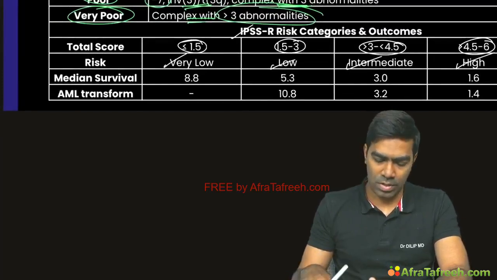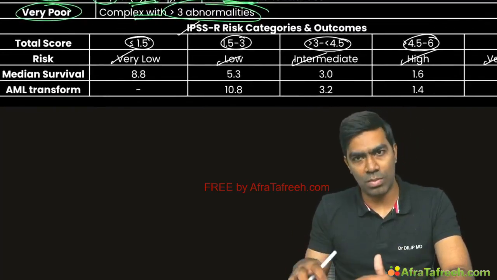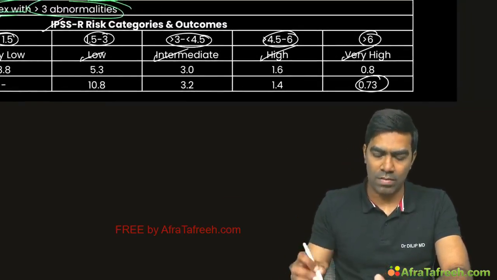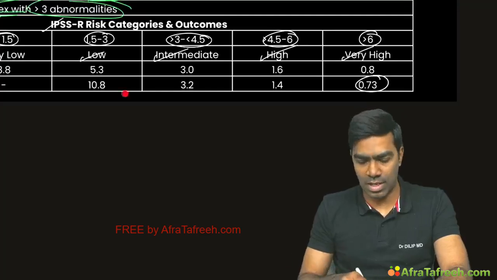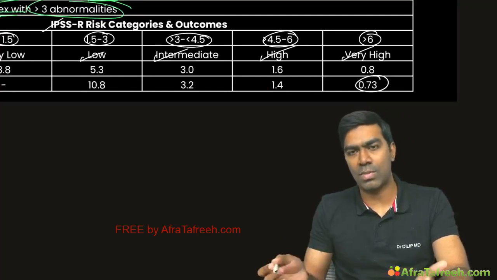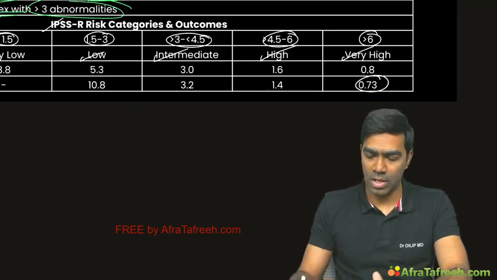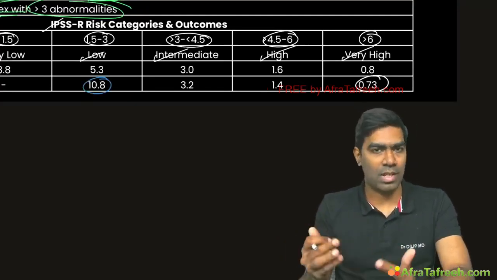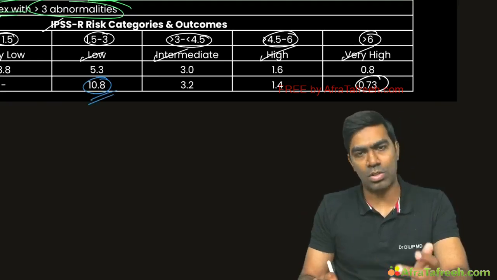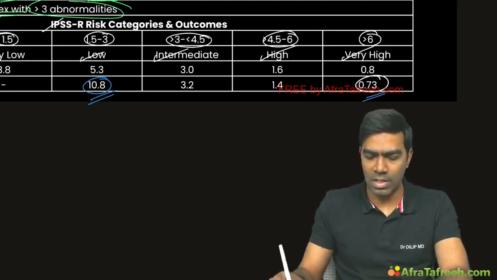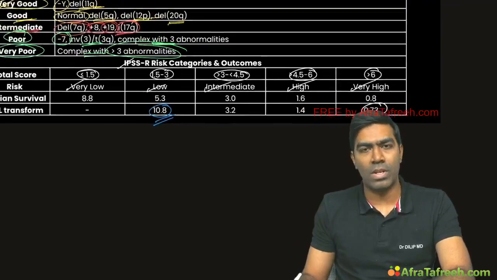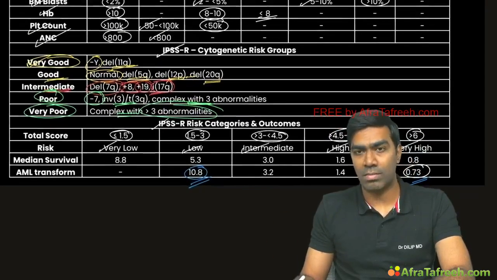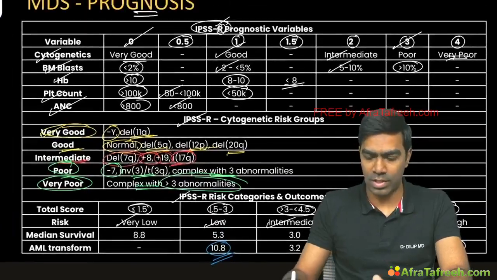And if you look at the risk of transformation into acute myeloid leukemia, it's actually highest in the very high risk group, which means that as the risk category increases, the risk of transformation to AML also increases substantially. You can notice that the median time for AML transformation in a low risk group is 10.8 years. And the median time for transformation into AML in a very high risk category is not even a year. It's just 0.73 years.